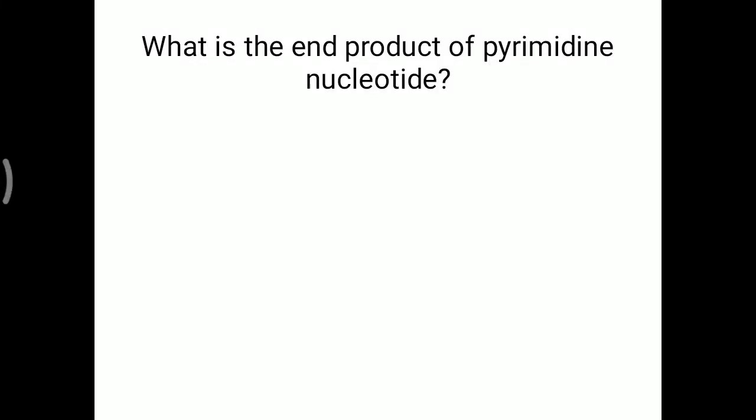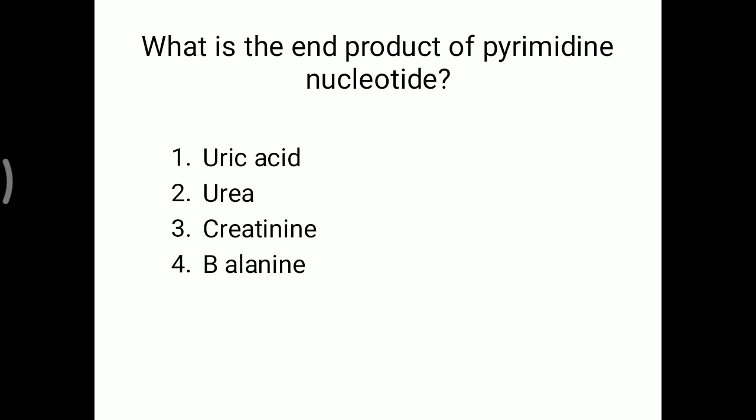Today, one more topic related to the pyrimidine nucleotide. So here the question is: what is the end product of pyrimidine nucleotide? Now, mostly in MCQs, four answers are given: uric acid, urea, creatinine and beta alanine.